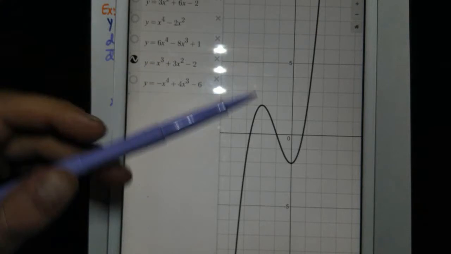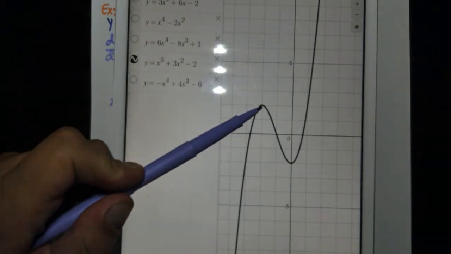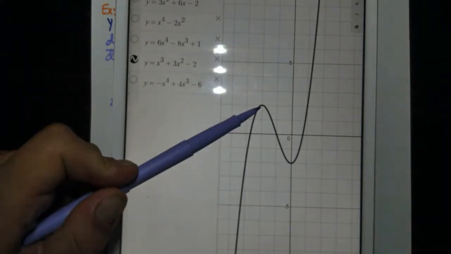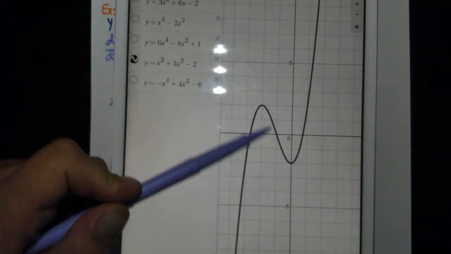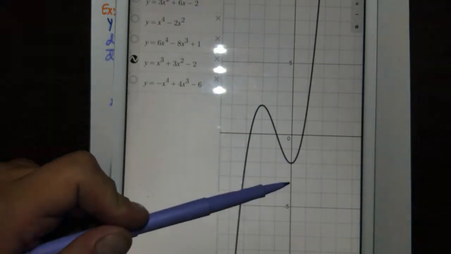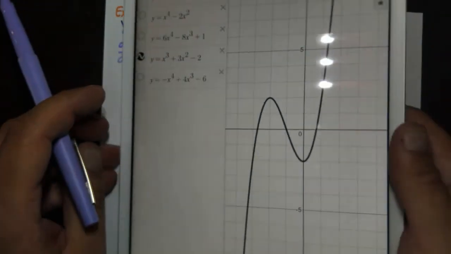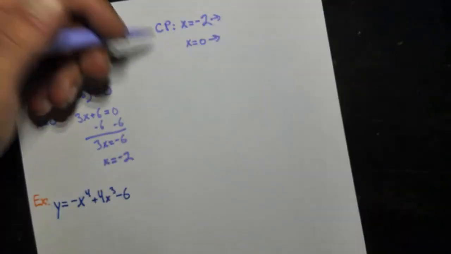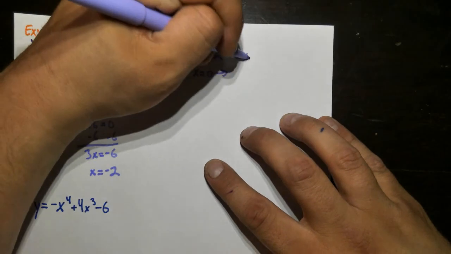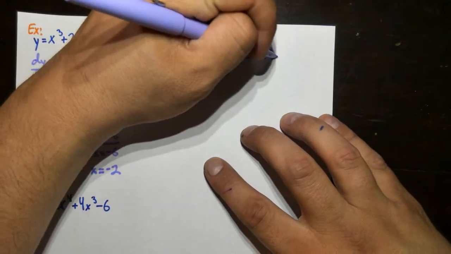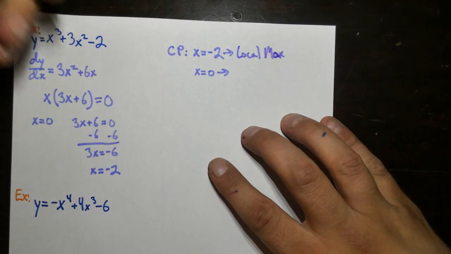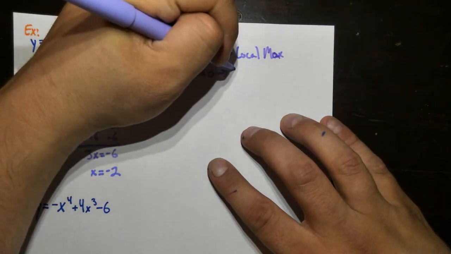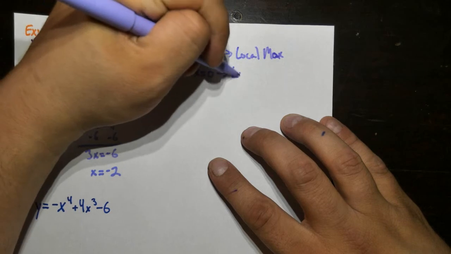So we have a point here at negative 2 and one at 0. It looks like they're both local min or maxes. This is a max, this is a min, so this is a local max and a local min. So at negative 2, it's a local max. Yeah, that's a weird A. Okay. And at 0, it was a local min.